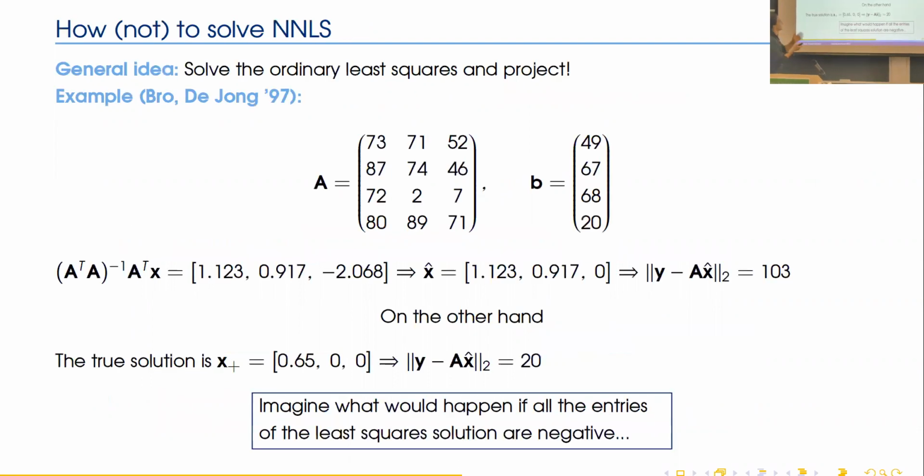So the first thing, one might think, okay, we solve least squares and then we project. But then this can go very wrong, because if we solve least squares and then we have negative entries, these will turn into 0. I just took a numerical example from a classical paper in the field, and they claim, look, that's the solution. And moreover, if all the entries are negative, this will lead to the 0 solution, and maybe that's not what you're looking for.